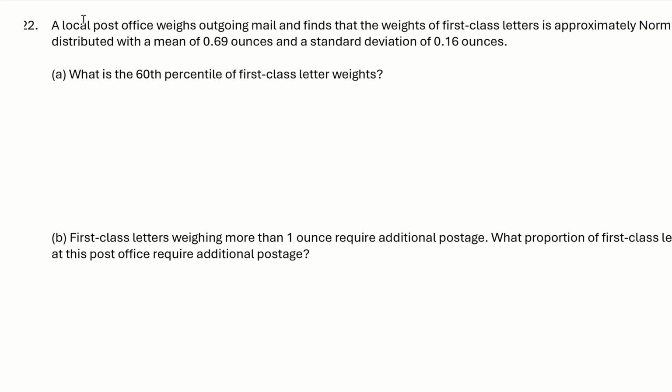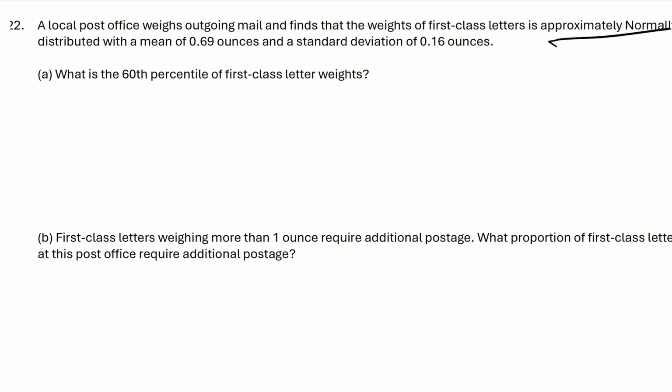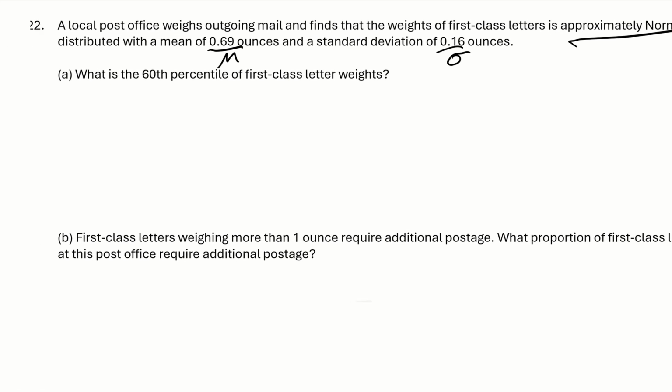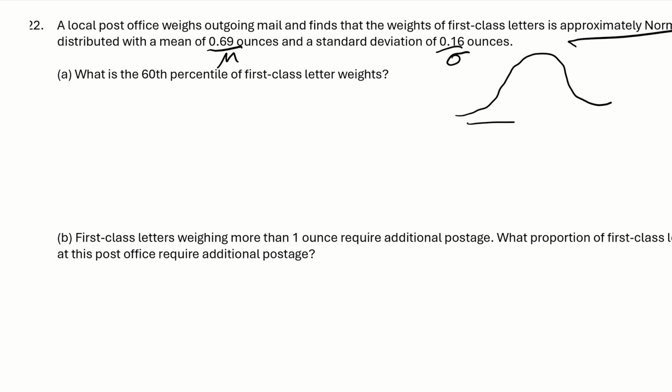It says a local post office weighs outgoing mail, finds that the weights of first class letters are approximately normally distributed, with a mean of 0.69 ounces and a standard deviation of 0.19. So that's your mu, that's your sigma. What is the 60th percentile of first class weights? If it says 60th percentile, that's saying you've got a normal distribution. We're looking for the x value which corresponds to the 60th percentile, right? Where 60% of people are below, right? 60% means 0.6000, all right?